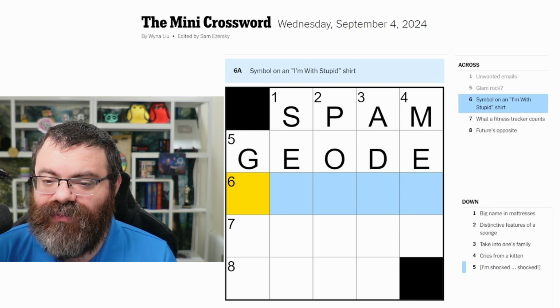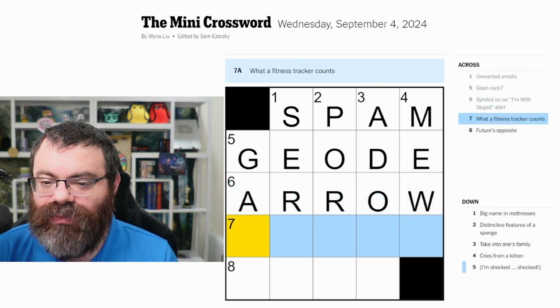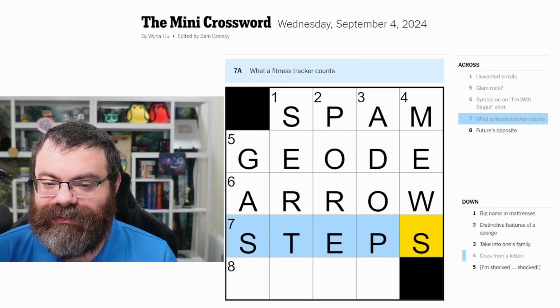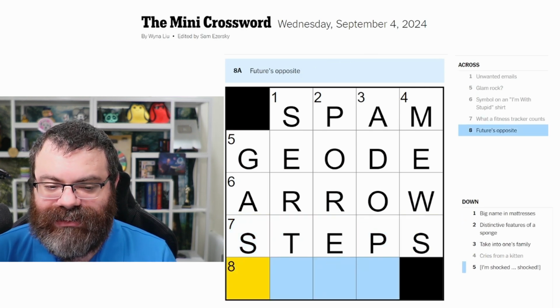Symbol on an I'm with stupid shirt. An arrow. What a fitness tracker counts. Steps. And future's opposite. Past.